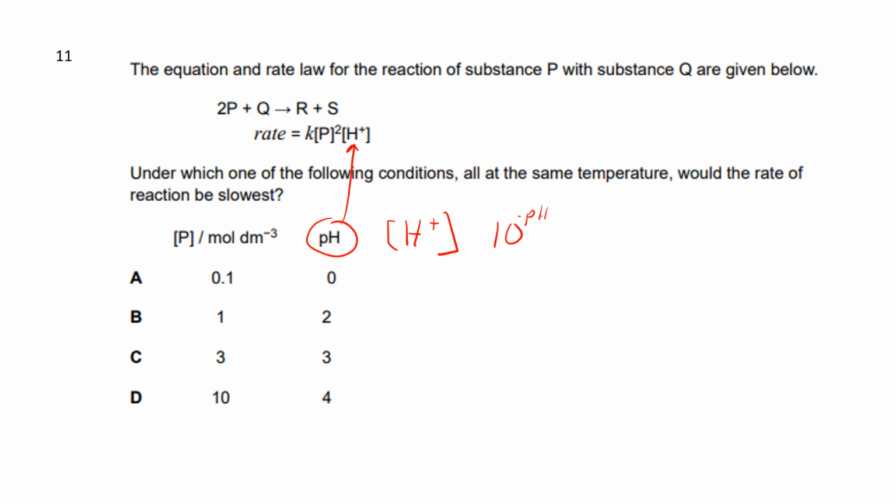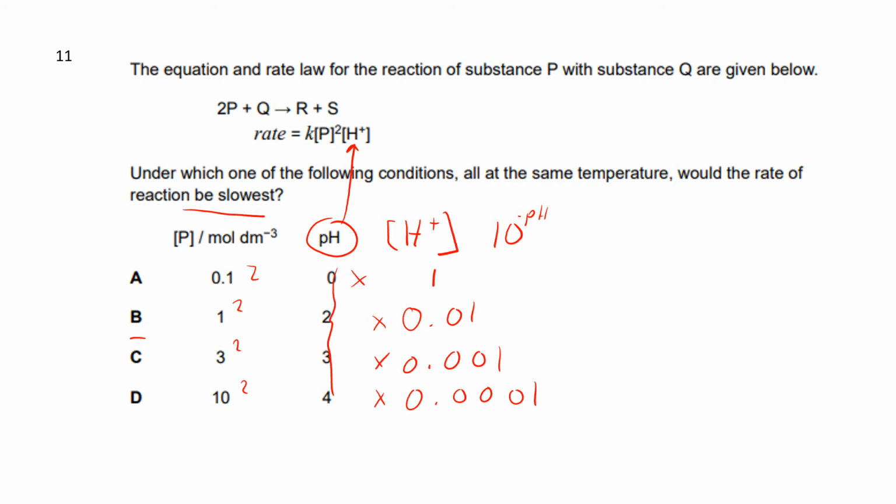So we got 1, 0.1, 0.01, 0.001, 0.0001. Okay, and then you've got to square each of these and then times it by, ignore that column for now, times it by each one of these, and you've got to find which one will give the rate to be the slowest. Okay, so out of all those, it is C.